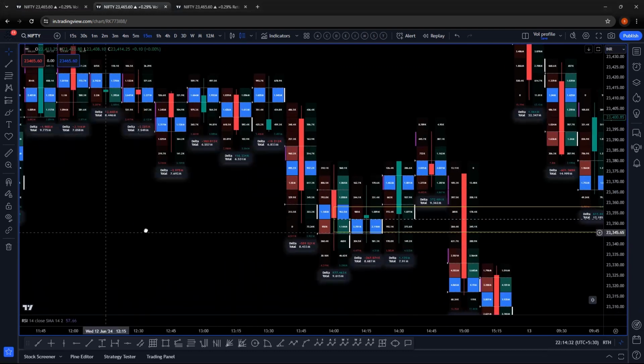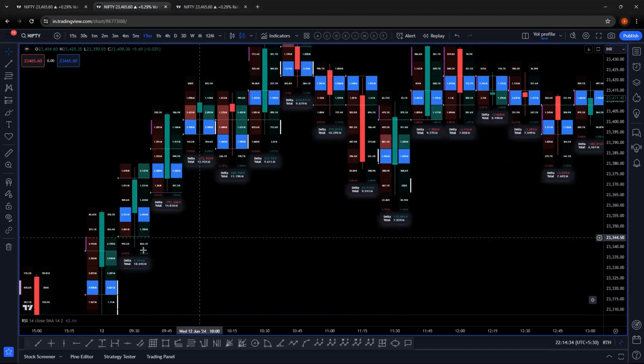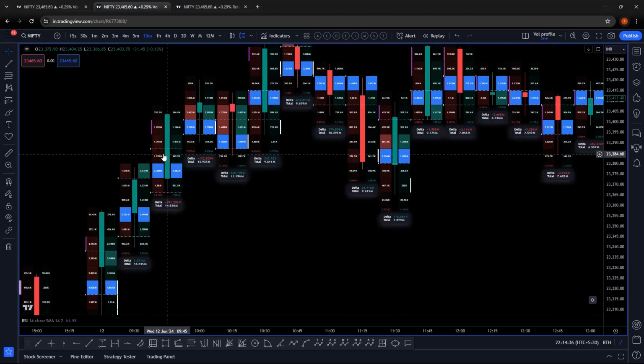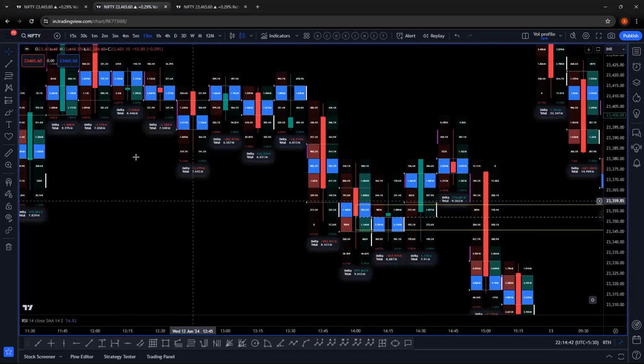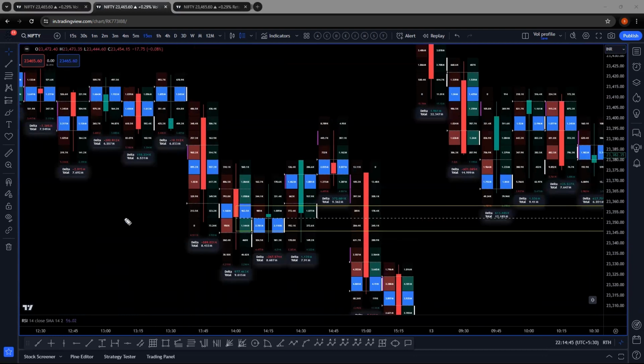This entire thing is being done by the same guy or same entity or same group of people, whatever you want to call it. We call them smart money. Same people who were buying in the morning have become net sellers in the market. Very, very simple. What happened in this candle? Huge fall as well as good selling pressure.